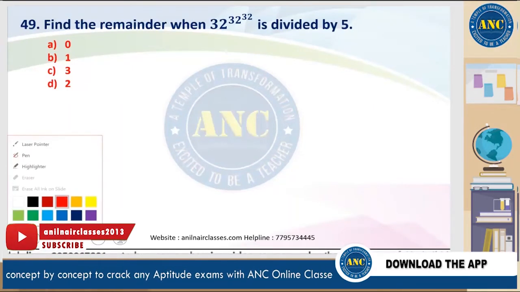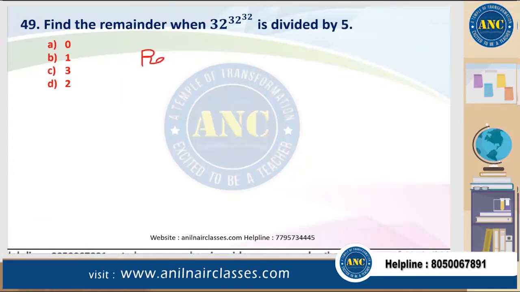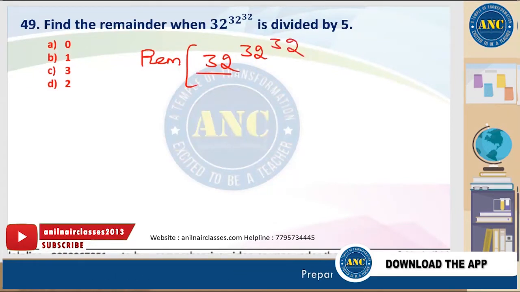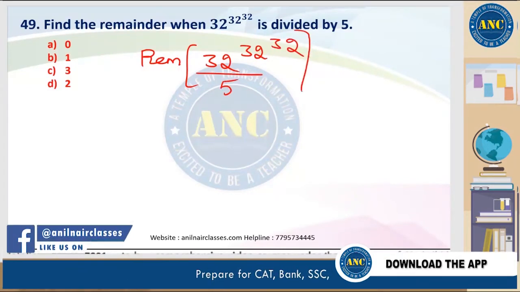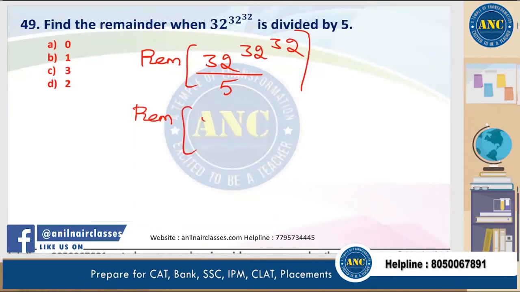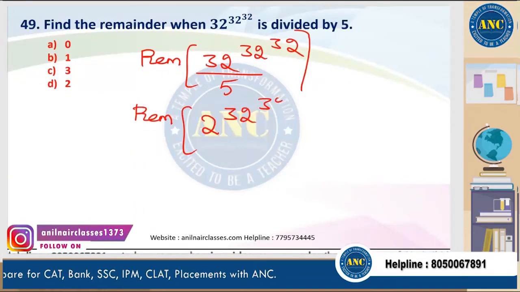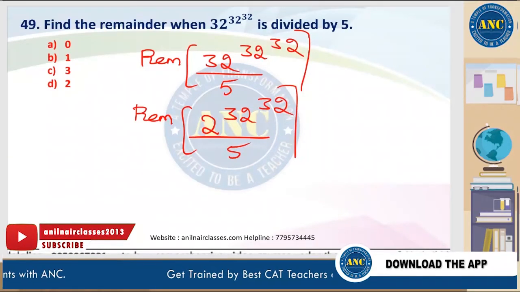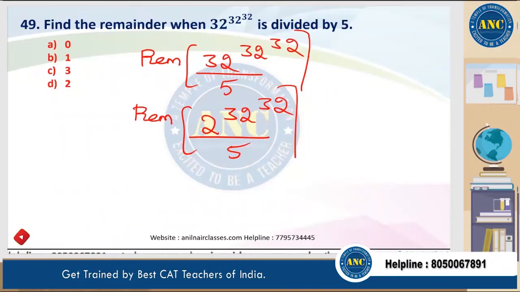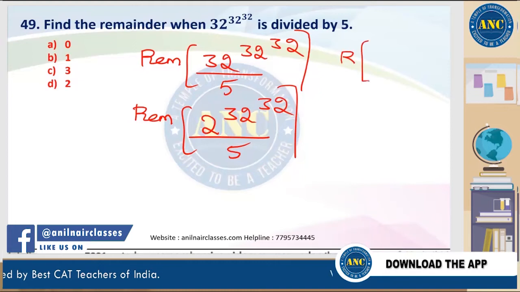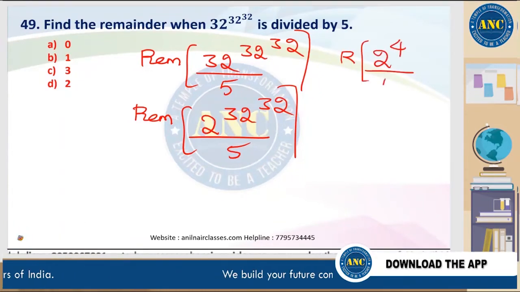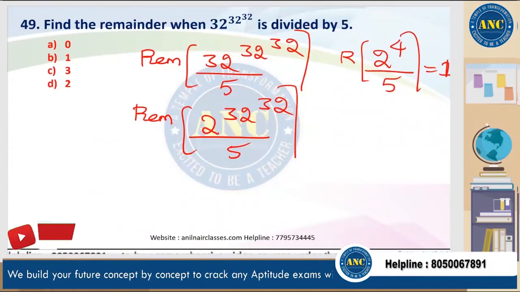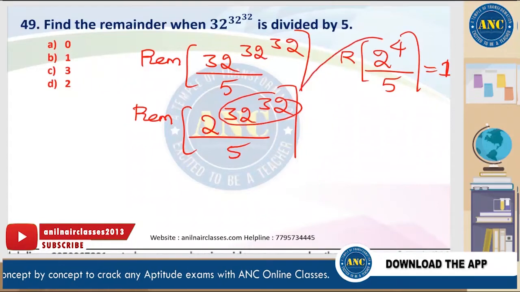I'm sure you can solve this question. Find the remainder when 32 power 32 power 32 is divided by 5. 5 6's are 30. Remaining is 2 power 32 power 32 divided by 5. Now if you see, which power of 2 when divided by 5 gives 1? 2 power 4, that is 16, when divided by 5, it is 1. So divide this with this.